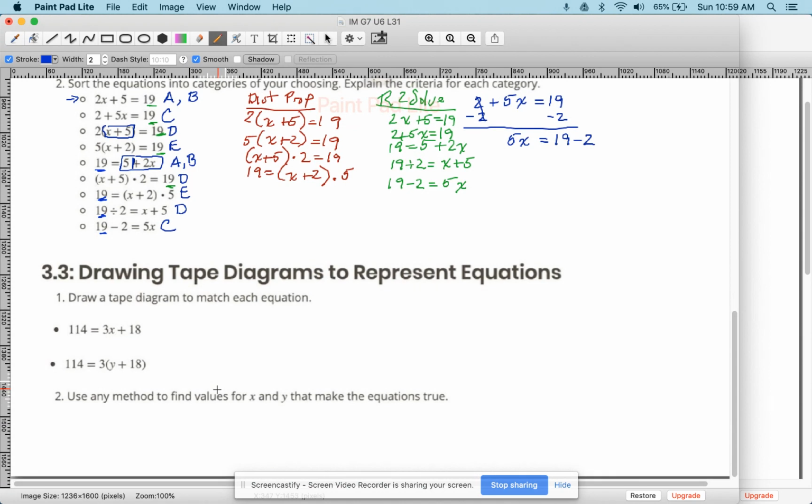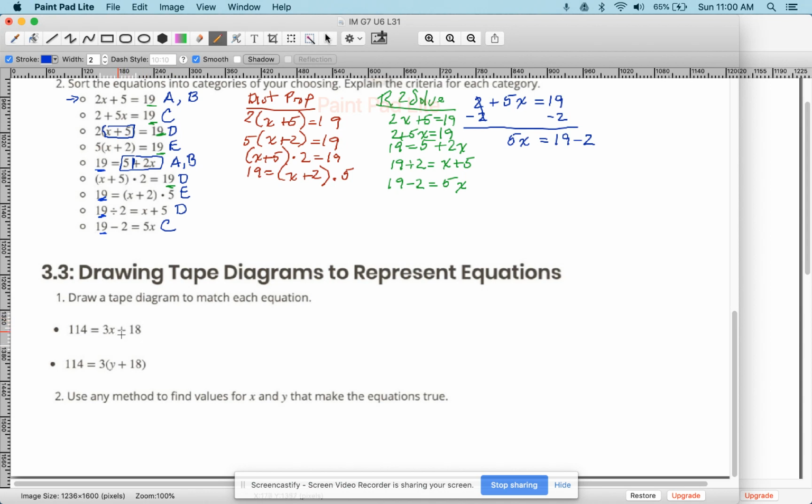Our last section of this lesson is drawing tape diagrams to represent the situations. And that's exactly what they're asking you to do, is draw the tape diagrams and then use whatever method you want to find the values of x and y that will make those equations true. So let's start with the first one. The first one says we have 3 times x plus 18. And all of that together is going to equal 114.